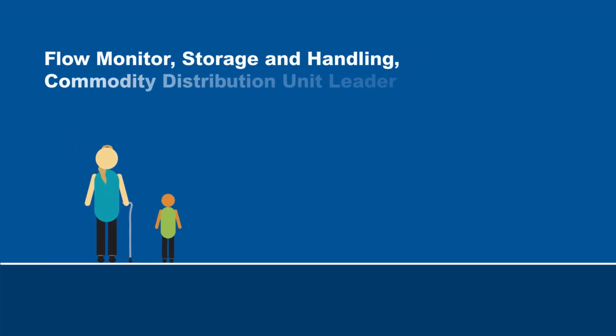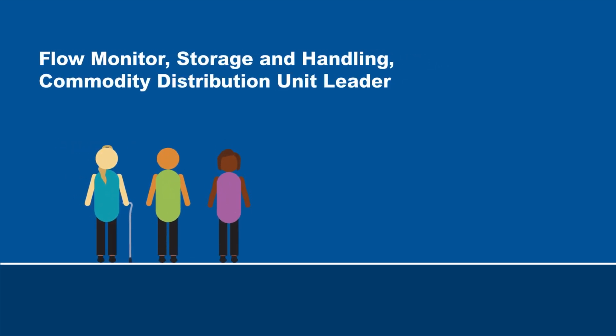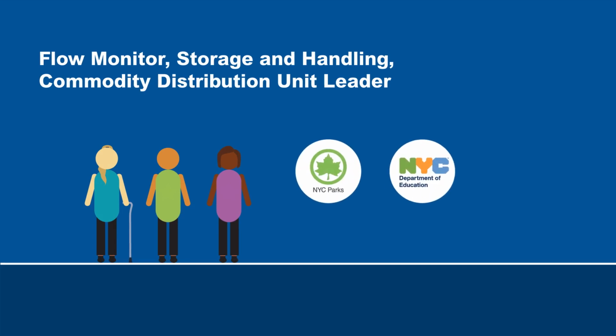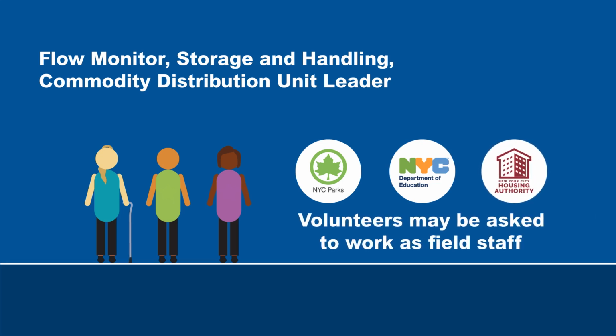The flow monitor, storage and handling, and commodity distribution unit leader roles are likely to be staffed by the New York City Parks Department, the Department of Education, or the New York City Housing Authority. Volunteers may be asked to work as field staff for these 3 units.